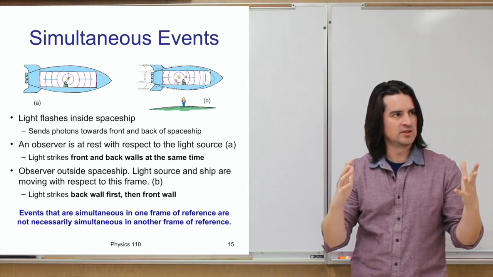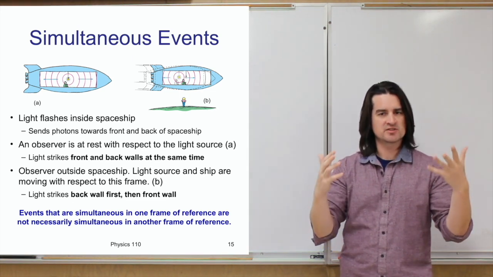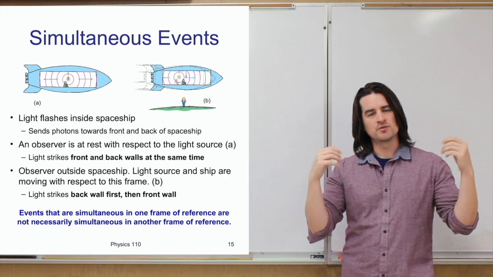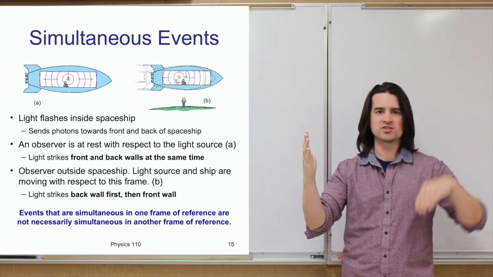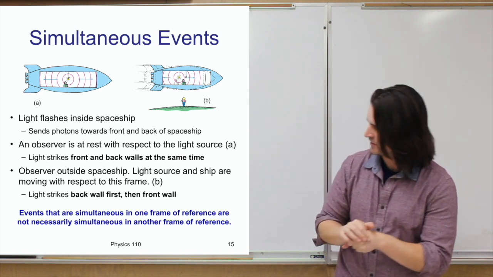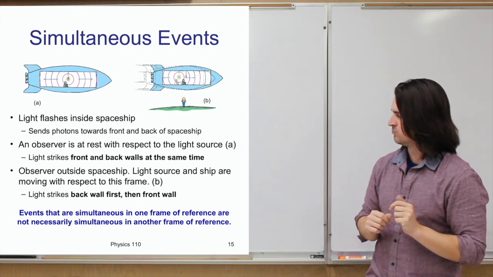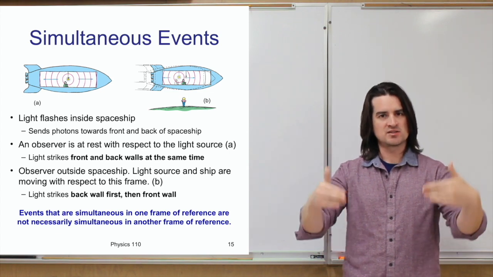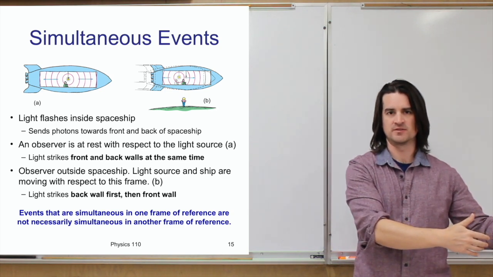So there you go. These events, photons hitting the front and the back of the spaceship, are simultaneous. They happen at the same time in observer A's reference frame, but in observer B's reference frame, they are not simultaneous. The one hits the back of the spaceship first, and then the one hits the front of the spaceship. So, as another consequence of light traveling at the same speed in both reference frames, we lose the idea that events that happen simultaneously in one person's reference frame are also simultaneous in another person's reference frame.